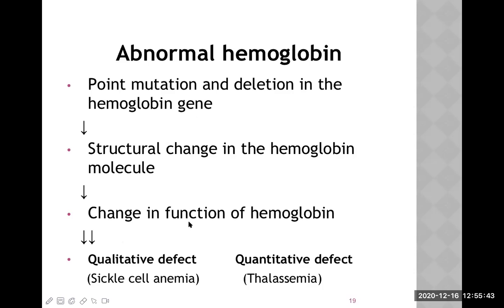Now, they can be of two types: qualitative defect, a good example of which is sickle cell anemia, and quantitative defect, which is thalassemia. The overall quantity of the hemoglobin itself is very less in thalassemia, whereas in sickle cell anemia, the quality of that hemoglobin is altered, means hemoglobin A will be converted into hemoglobin S. This is a change in quality. Whereas in thalassemia, the hemoglobin A is decreasingly formed. It is very, very reduced. So that's why it is known as quantitative defect.